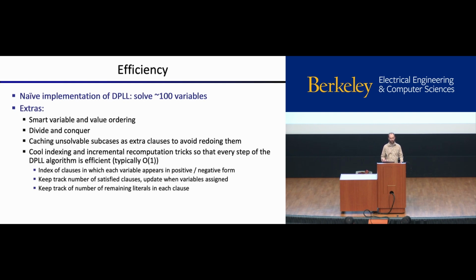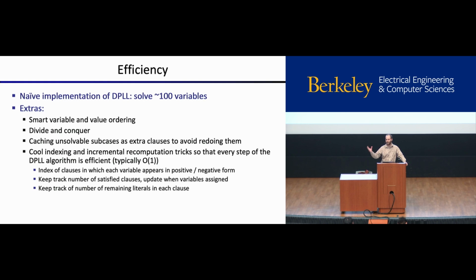But there are some extra tricks you can add to this kind of framework. You can do smart variable and value ordering. You can divide and conquer. If there are some sets of variables that never really interact, you can separate them and deal with them separately. You can cache unsolvable subcases as extra clauses to avoid redoing them.